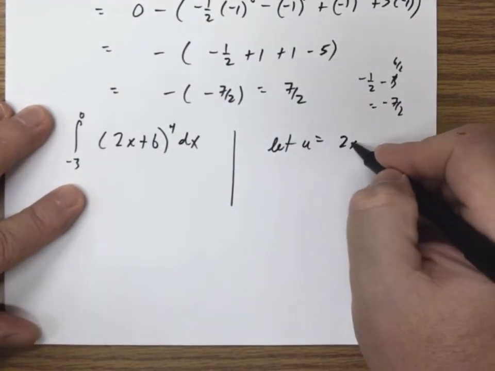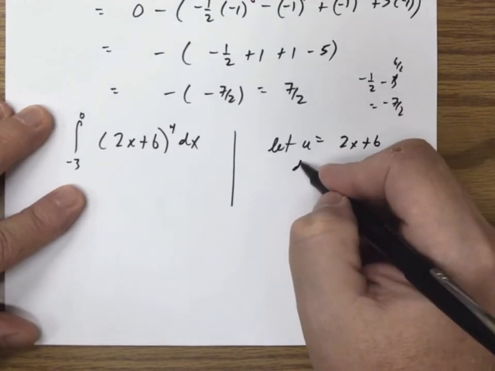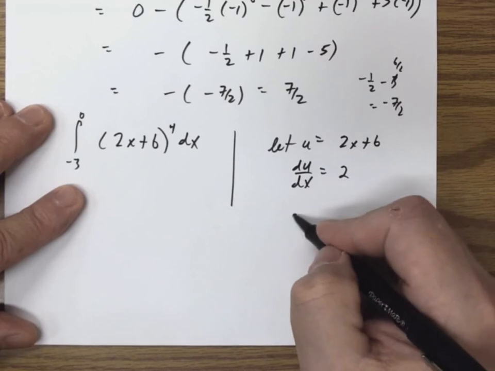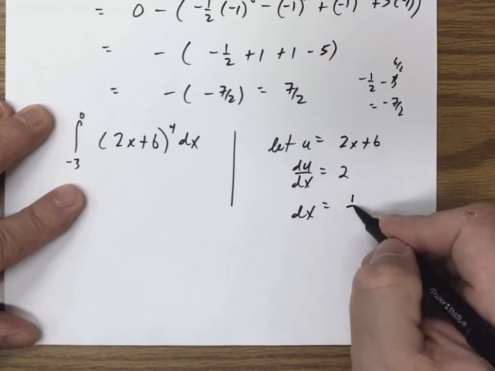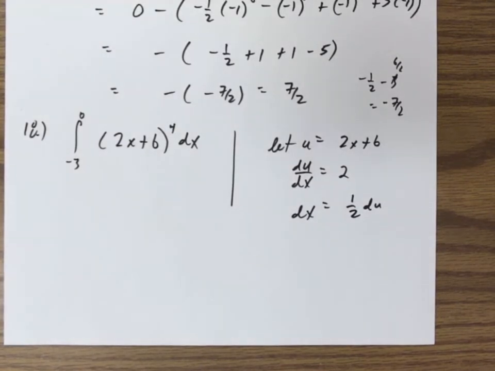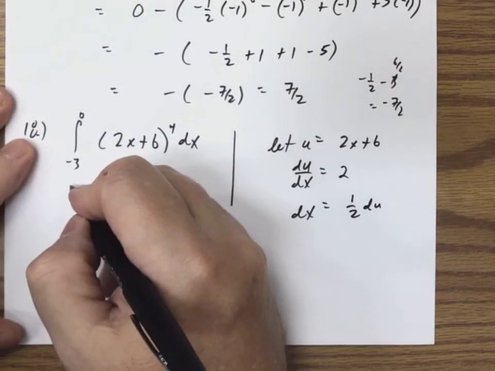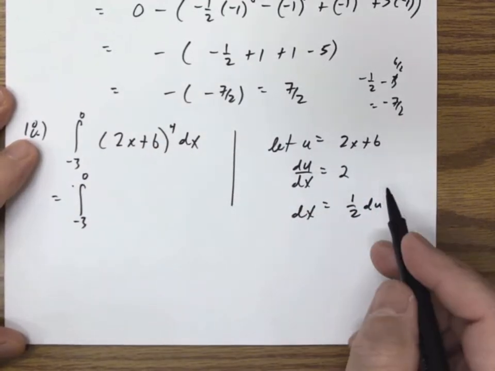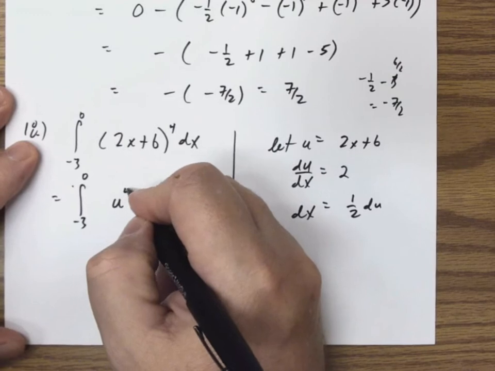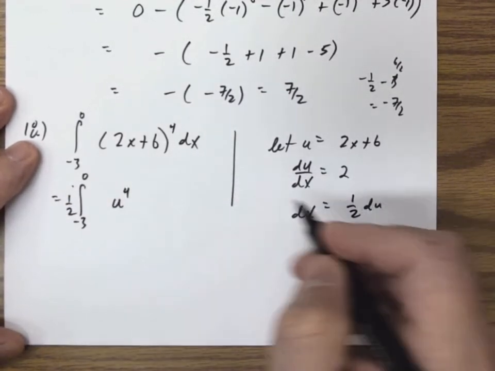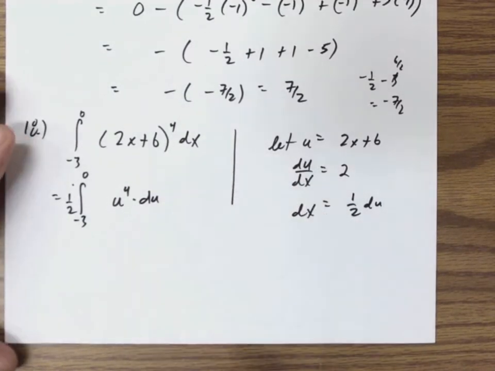Let's let u equal the stuff inside the parentheses. The derivative du/dx is 2, so dx is 1/2 du. Now let's substitute. See if we make any progress. 2x plus 6 is u, so u to the 4th. dx is the 1/2, which I'm going to move out front. Alright, that's good because I can take the integral of that.